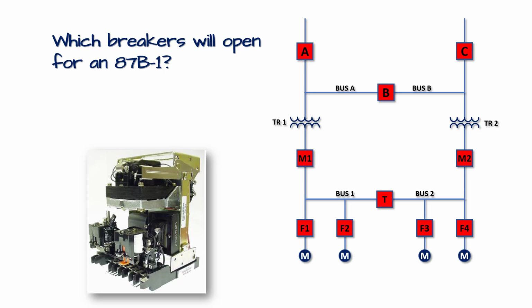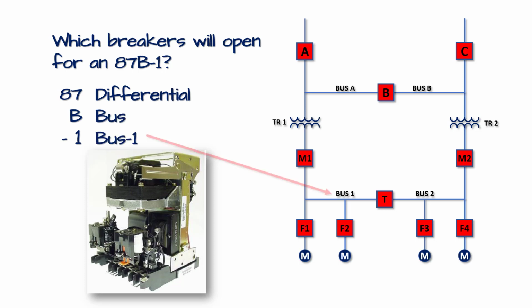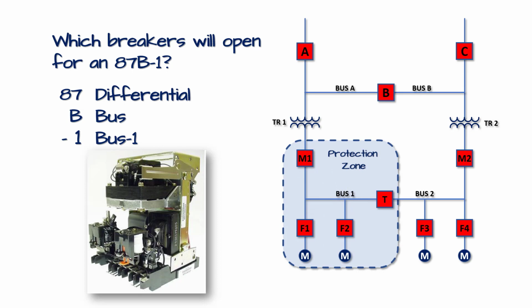Okay, so which of the breakers will open for an 87B-1? The 87B-1 is a differential bus relay on bus number 1, which is right here on the secondary side. So it's the low side bus. Here is the protection zone. Again, any breaker that can contribute to the fault will be open. In this case, it's the main breaker number 1 and the tie breaker and feeders F1 and F2.